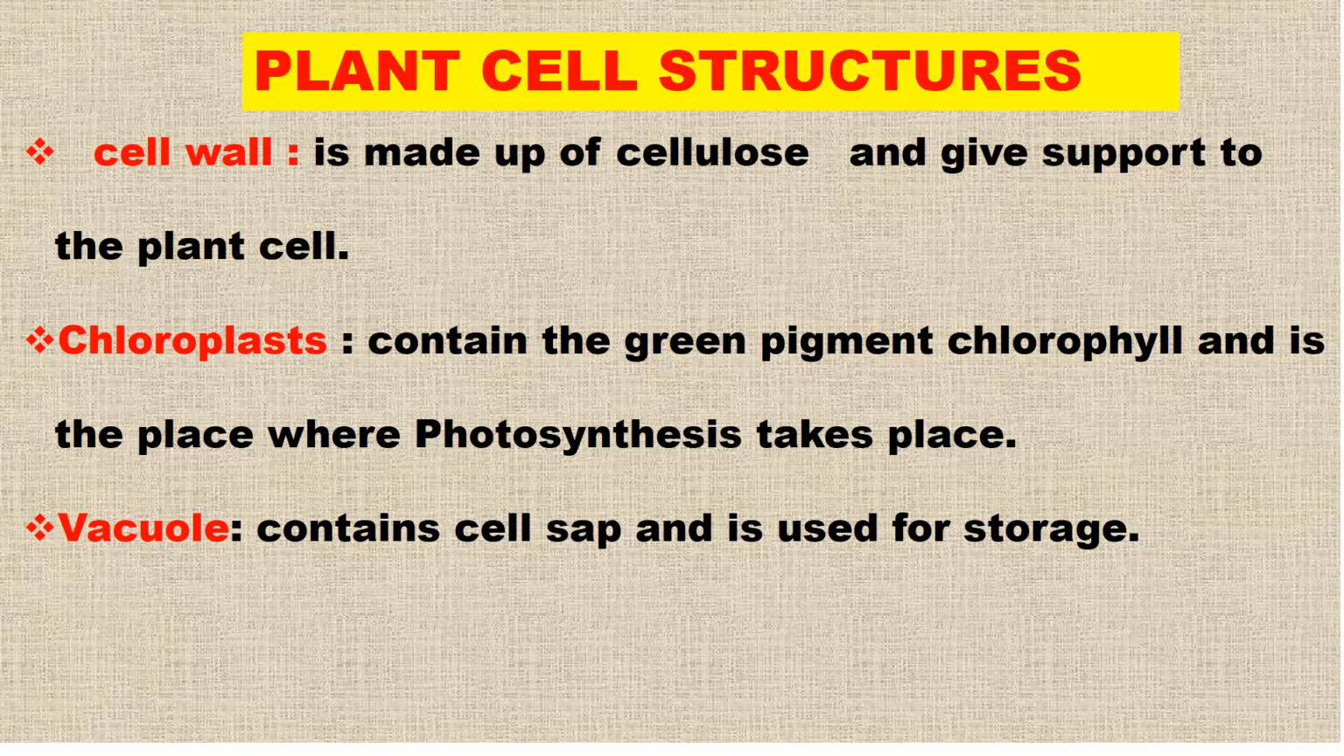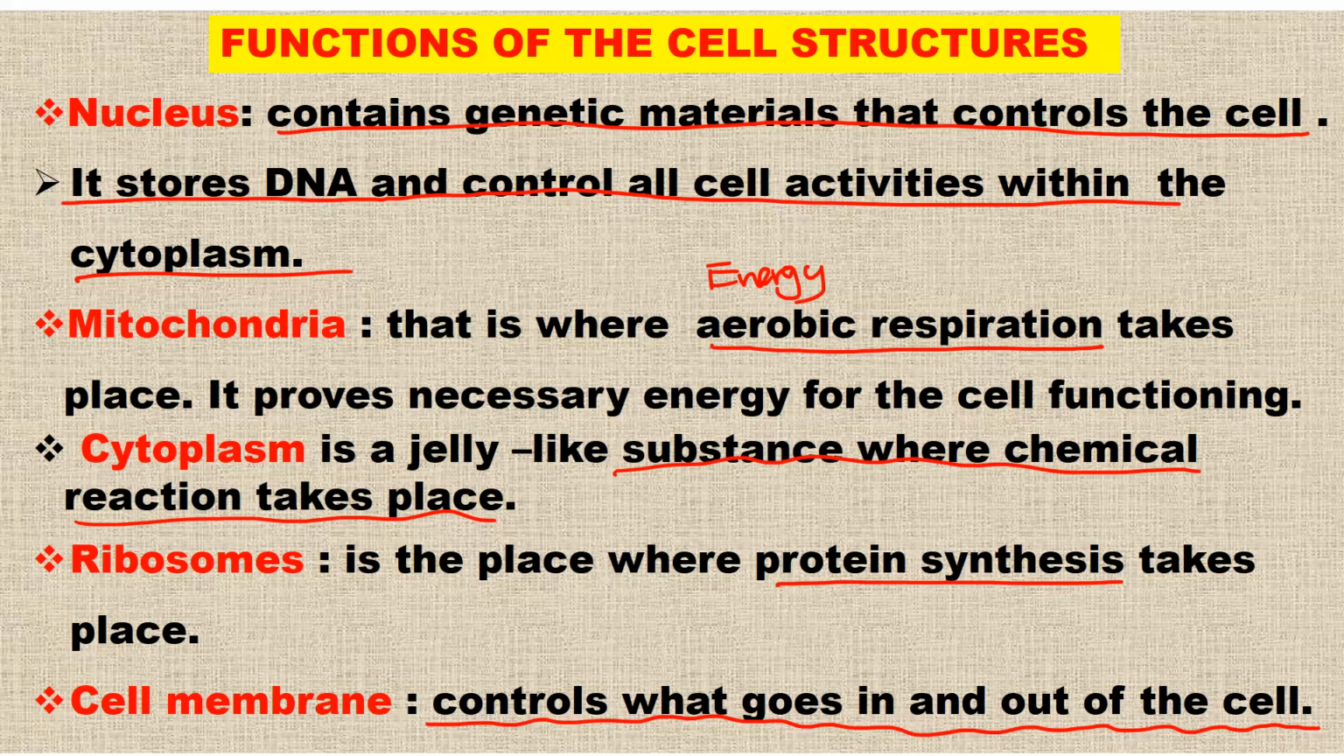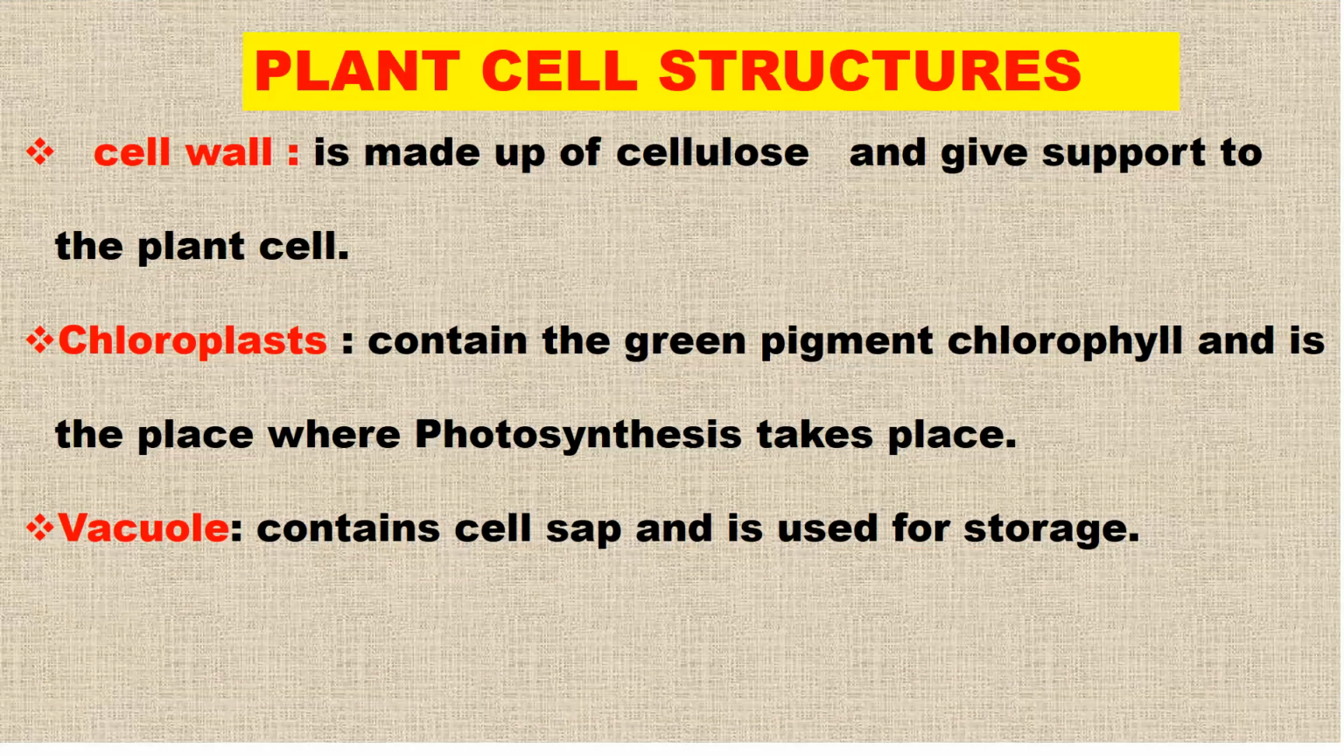Anyway, we continue. Let us look at plant cells. These that we've looked at are found in both plant and animal cells. Sometimes you find the question, which parts are found in both plant and animal cells? The parts listed here are found in both plant and animal cells. Now, when we look at the plant cell structures, these are specifically found in the plant cell. You are not going to find the cell wall in the animal cell, no chloroplast, no vacuole.